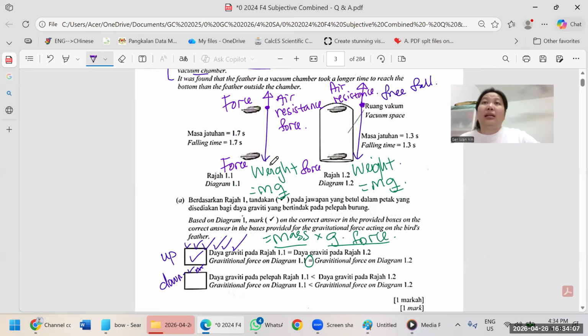So actually, the weight is the gravitational force acting on the mass. So they have the same gravitational force, just the air resistance force is different. In a vacuum, exactly no air resistance, but in the air, high air resistance. So, okay, get the idea? Gravitational force is the same, just air resistance in the air is high.